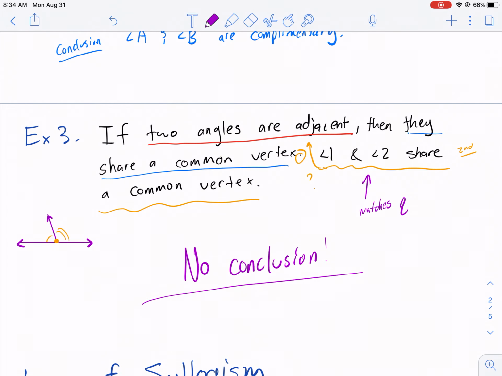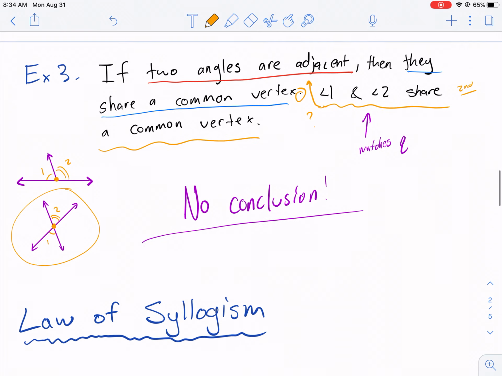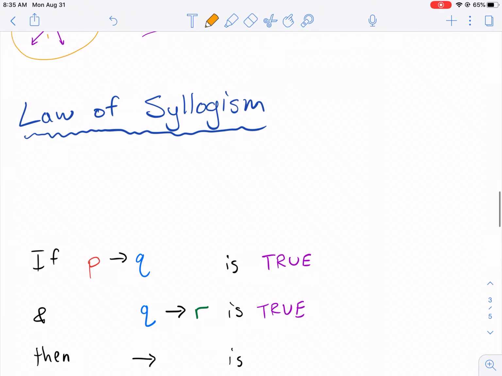Now, if it doesn't say it's adjacent, we could draw something completely different. We could draw vertical angles. See how we could make, whoops, let me make this 1 and 2. We could make 1 here and we could make 2 here. And they share a common vertex, but they are not adjacent. So we can't say that they are adjacent when there's a possibility that they're not if they're vertical angles. So we have to follow the rules that are in order for a reason: it needs to match the hypothesis first. Therefore, you can draw a true conclusion, but in this case, we cannot.